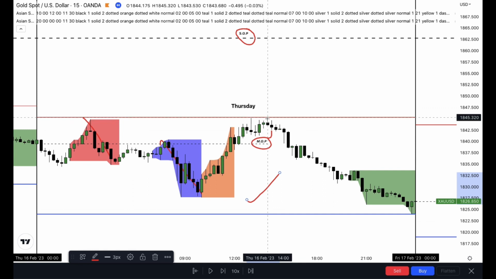And then the market, you can see once again, falls back down. But we're not concerned about this price leg here. We're mainly concerned about this price leg here because it's going opposite to what the New York session is doing and what the London session is primarily doing.